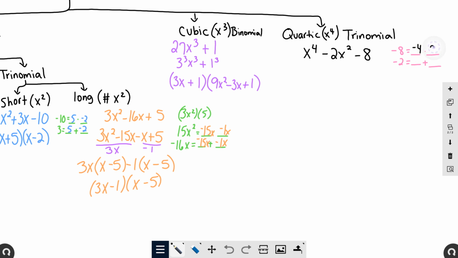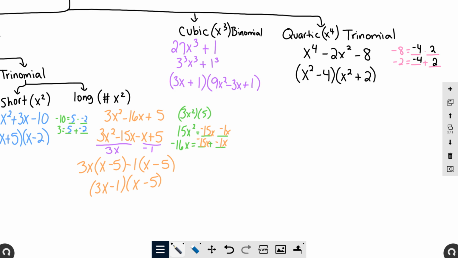-4, +2 will work. Now, if we start them like a short trinomial, we go straight back to the parentheses, but instead of just x, we have to put x squared minus 4 and x squared plus 2. So, do it just like the short trinomials, just put an x squared. And then, like Tori told us, look for difference of squares.